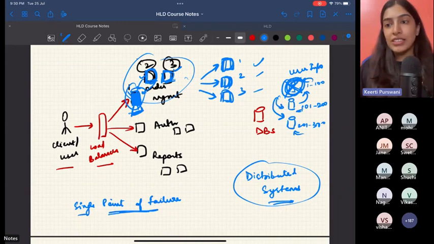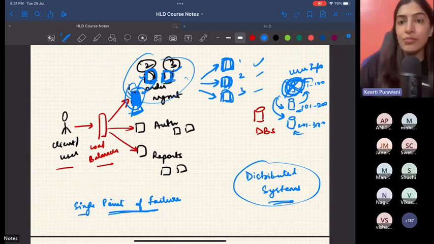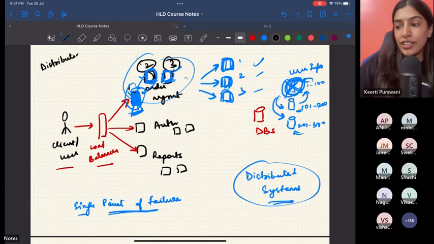Also, there's a misunderstanding that distributed systems means we are talking only about the backend. There's also something called distributed databases, right? Like Cassandra, MongoDB. We will discuss this in detail next week. So these are distributed databases, right? Similarly, there's a distributed file system.